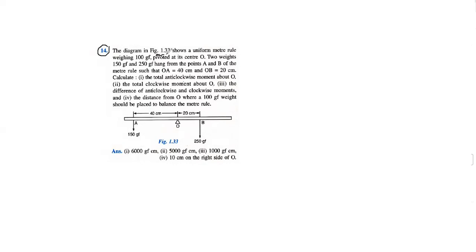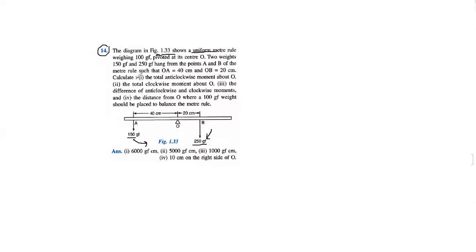Figure 1.33 shows a uniform meter rule weighing 100 GF. Now, if you see here, a meter rule is available with us. It says 100 GF pivoted at its center O, two weights, 150 GF and 250 GF. This is 150, this is 250. You can see 150 GF is trying to bring it in the anti-clockwise direction, whereas 250 GF is trying to bring it in the clockwise direction. They are hanging from A to B and the distances are available, which are 40 and 20 respectively.